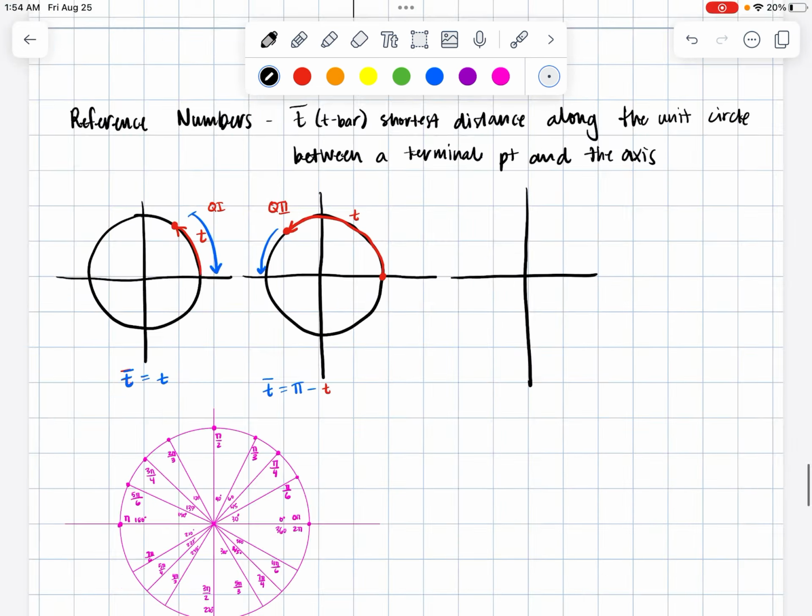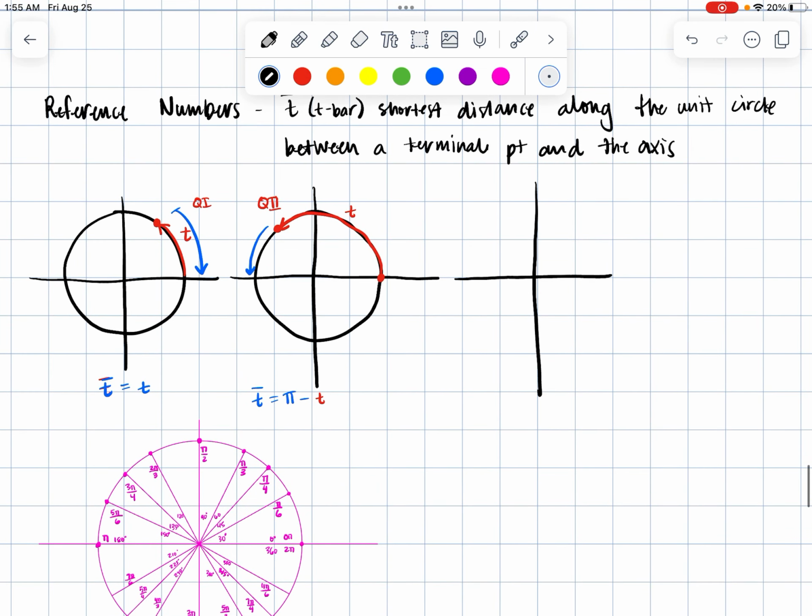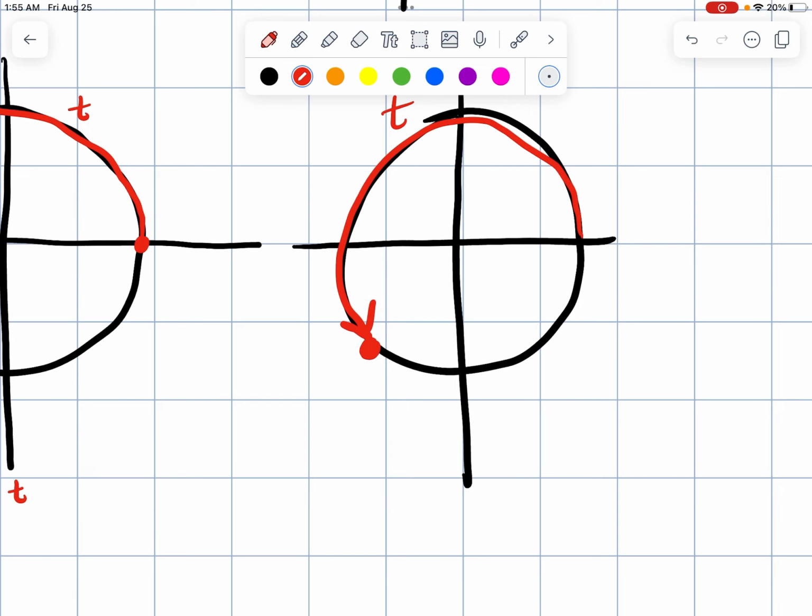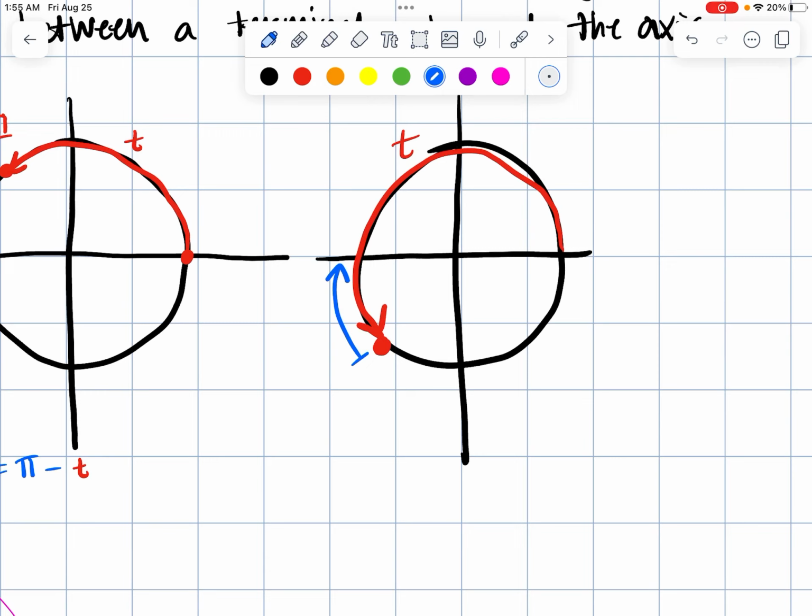And then remember, these are just rough sketches. Hopefully we have enough room. If we have a unit circle here, and our t value wraps all the way around into quadrant 3, we want to get back to the x-axis. So what we need to do here is actually consider this.